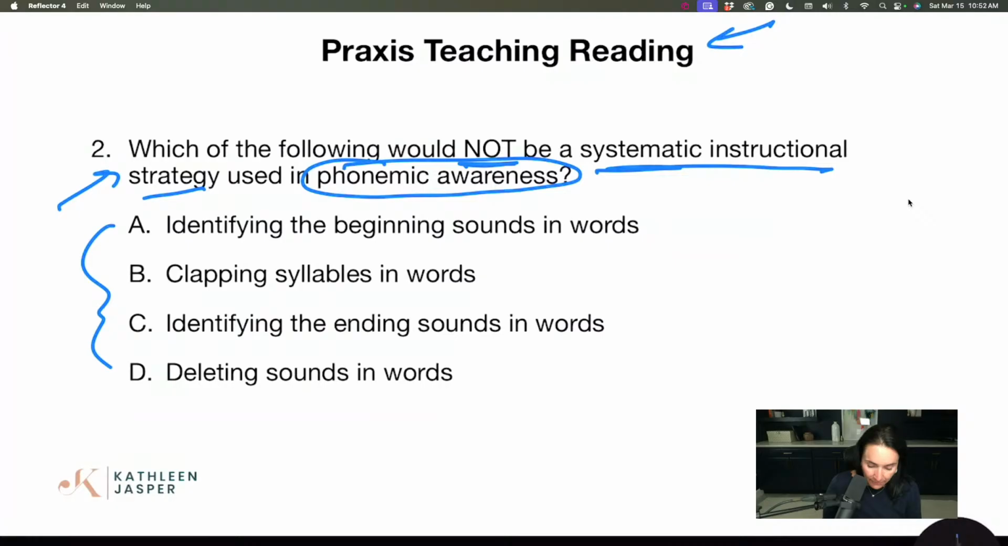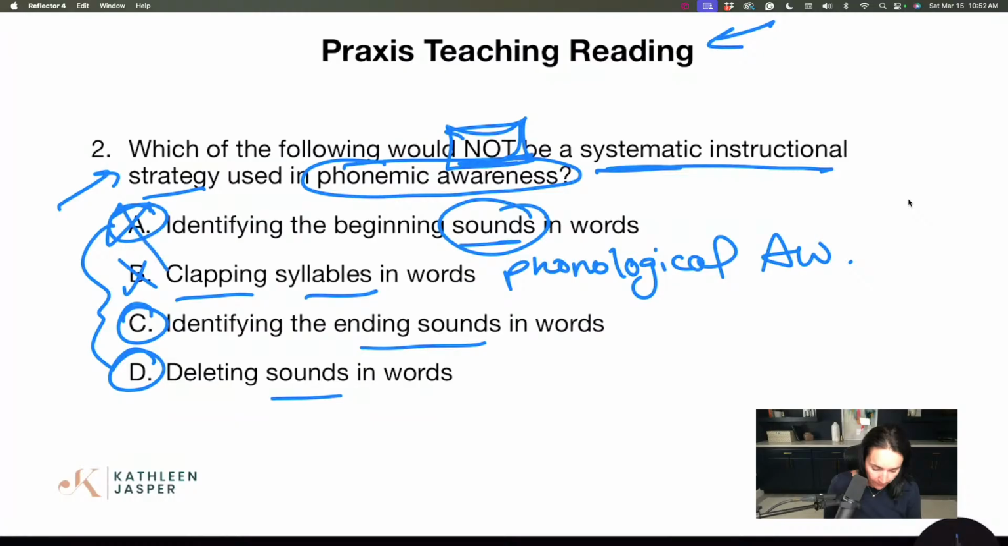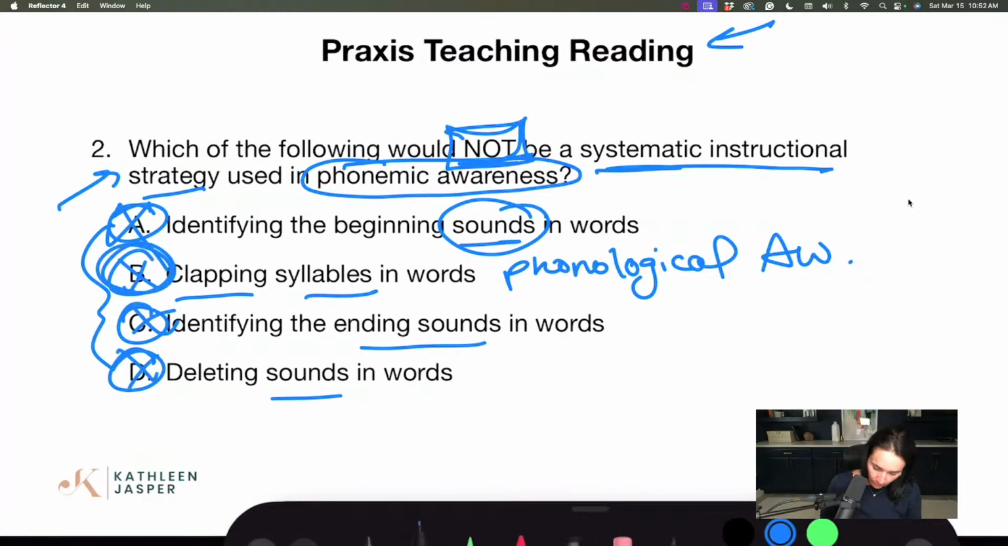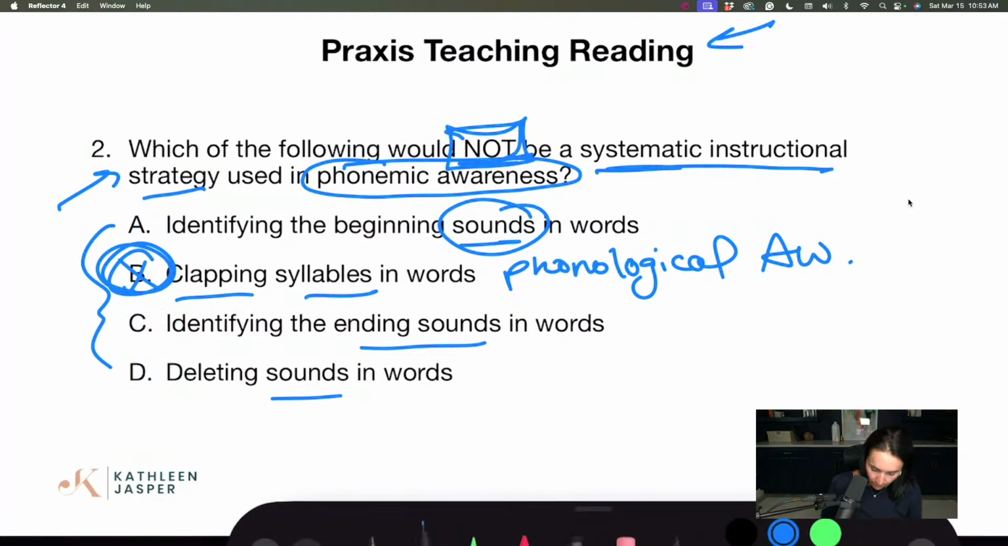Okay. A, identifying beginning sounds in words. Sounds, yes. B, clapping syllables. No. This is phonological. I'm going to talk to you about the difference in a minute. Awareness. C, identifying ending sounds in words. Okay, beginning and ending sounds in words. I like that one too. And deleting sounds in words. Ooh, deleting sounds in words. Those are all phonemic awareness. Which one is not phonemic awareness? Because we have a "not" here. Oh, I got to do the opposite. It's going to be B. Let me go ahead and erase that. See, that's why sometimes you got to reread the question stem just quickly.